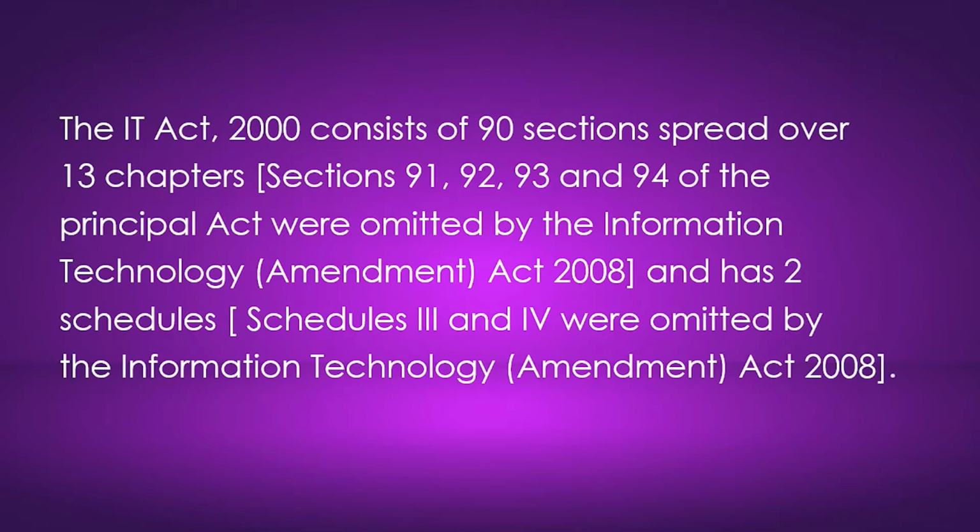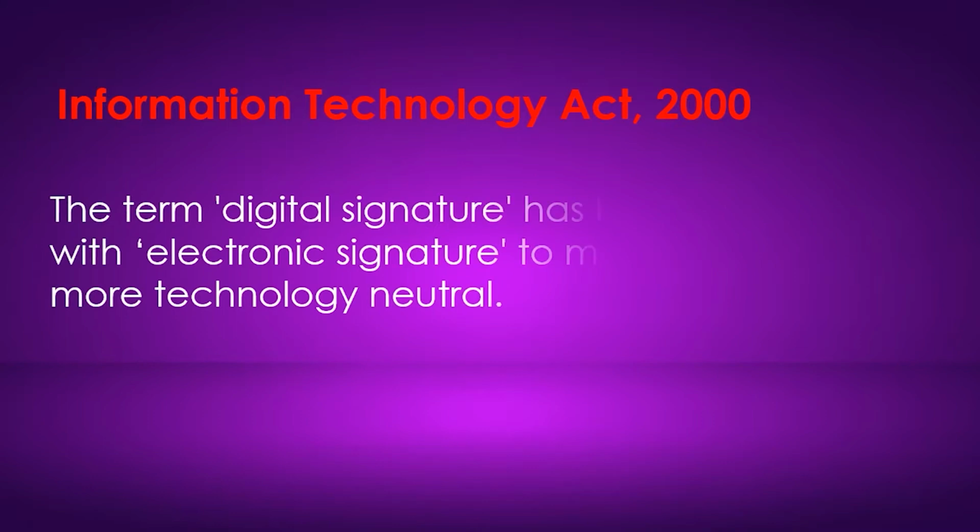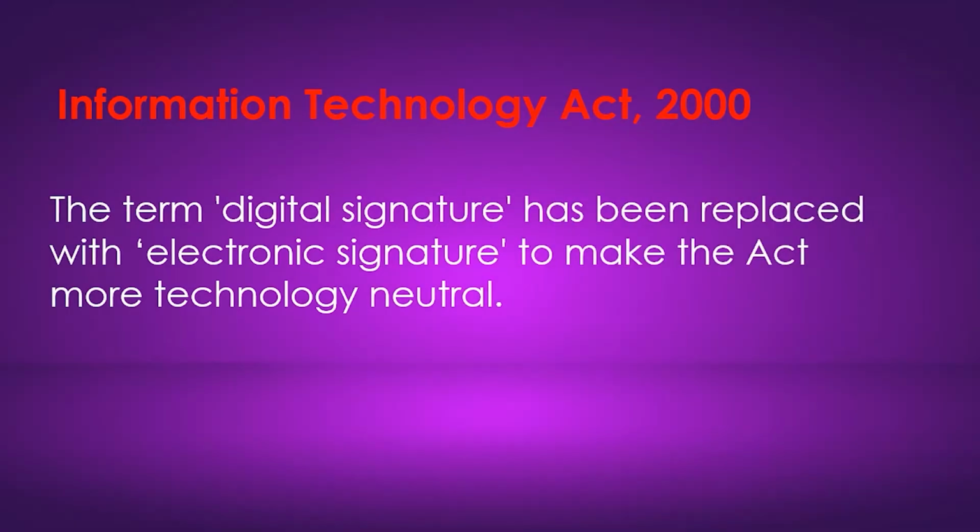So, we have 90 sections and 13 chapters in this act, and some of the sections like 91, 92 and 94 have been omitted by the Information Technology Amendment Act 2008. And we have two schedules that give the list of some of the things to make it understandable. The term digital signature has been replaced with electronic signature to make the act more technology neutral, because there could be an advancement from analog to digital to other forms of signatures.